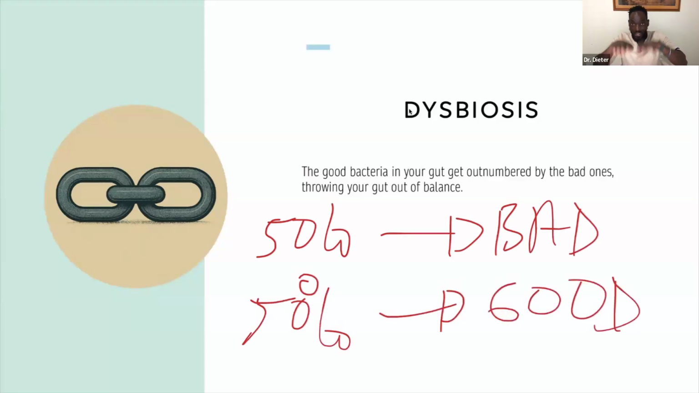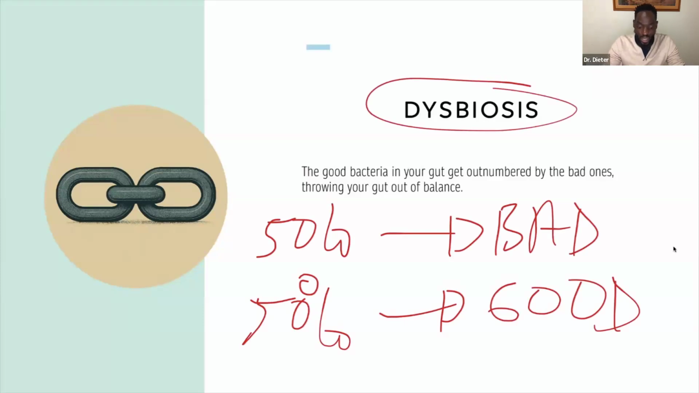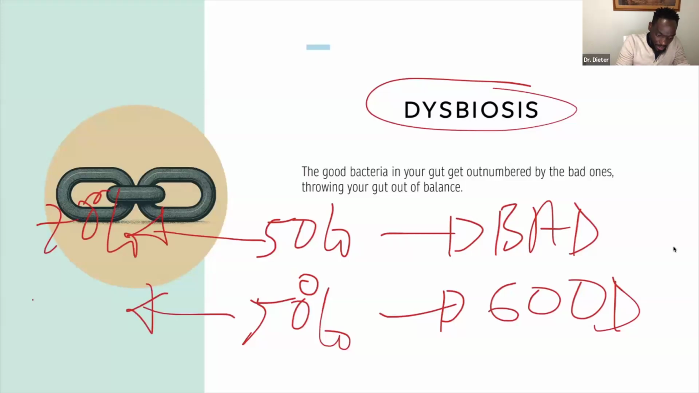The good and bad live in that 50-50% population, and they balance each other out. Okay. When we say you have dysbiosis or microbiome dysfunction, it's a situation where the bad bacteria have increased in number to maybe 70%, and the good bacteria is low at 30%. How does that happen? The number one reason why that happens is a shortage of food.